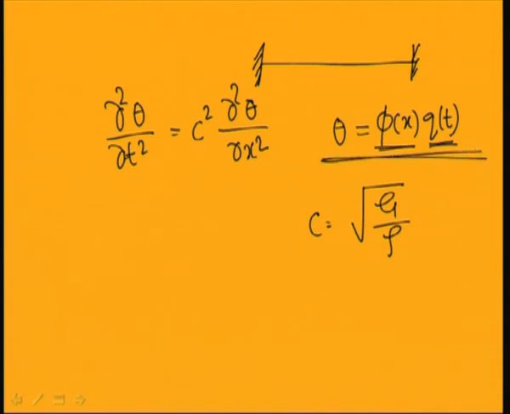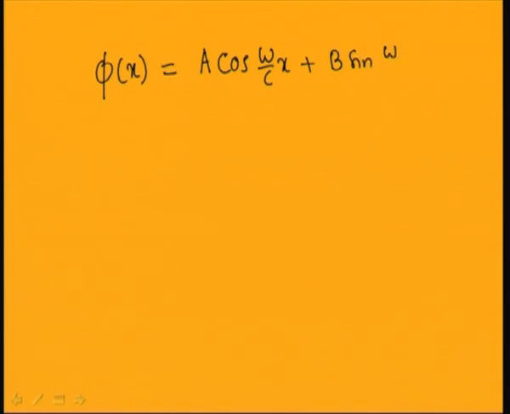Let us find the frequency equation for this case. From the general expression, you know phi x can be written in this form: phi x equal to A cos omega by c x plus B sin omega by c x. Here q t is the time modulation and it can be written in this form: C1 cos omega t plus C2 sin omega t.